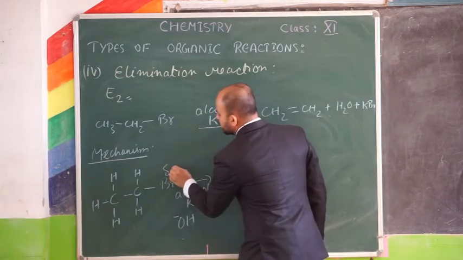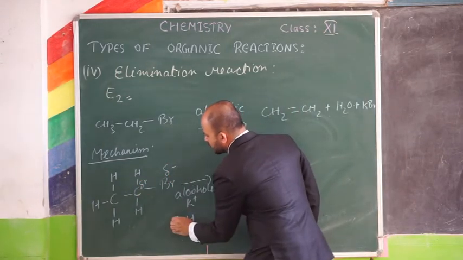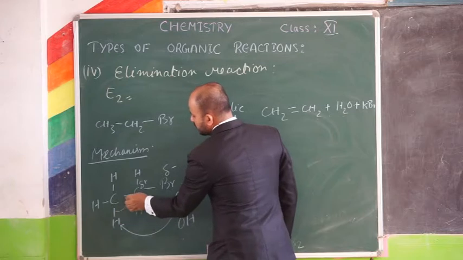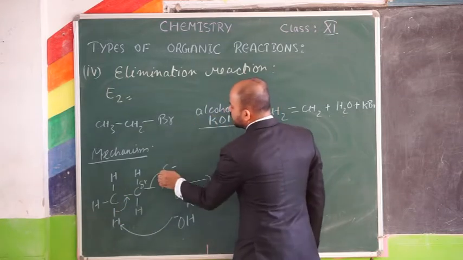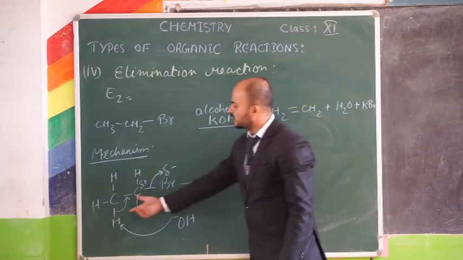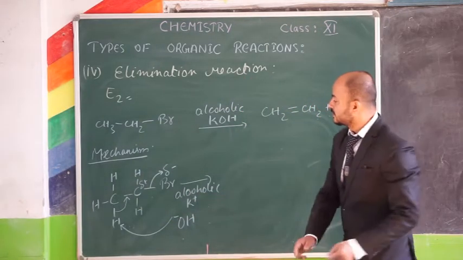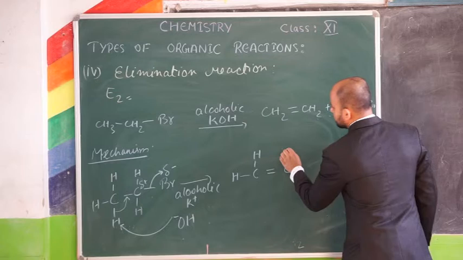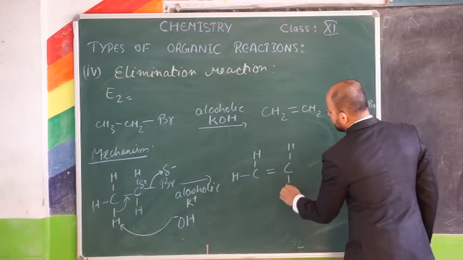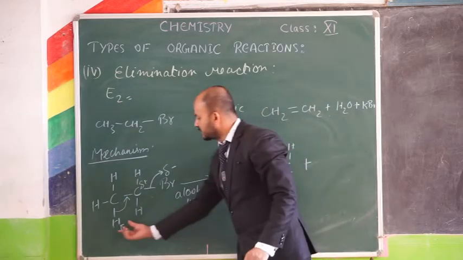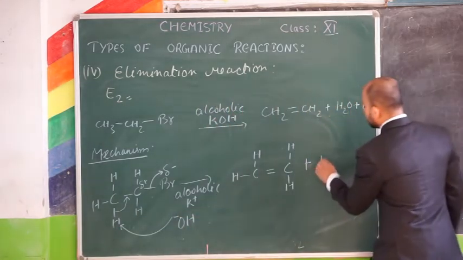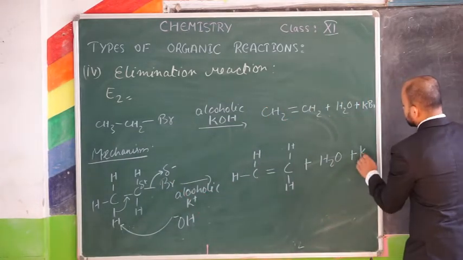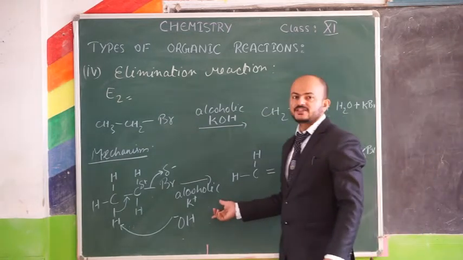What happens is this is already delta negative, this is delta positive. This OH minus will abstract the alpha hydrogen. This is the alpha hydrogen, and this bond will be shifted here, and Br will leave as what? Br minus. So, what product do we get? We get H2C=CH2. Now this will be eliminated as what? OH and H is what? Water, H2O, and this K plus and Br minus will react to form KBr. And this reaction takes place in one single step.